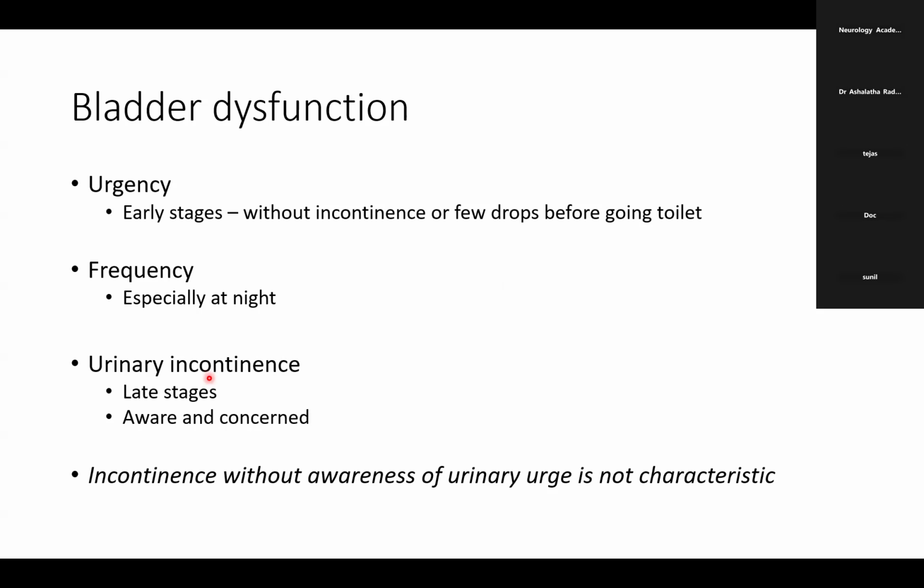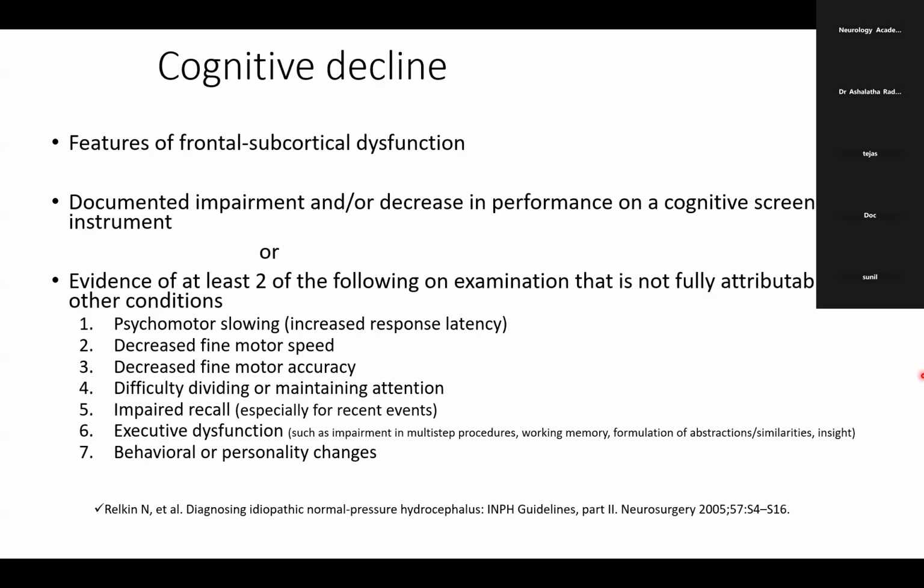Coming to the second symptom, that is bladder dysfunction. The bladder symptom can present as urgency in the early stages without incontinence, and frequency, which is particularly noted during the night. There also is urinary incontinence, which occurs at the late stages. By the time the patient has incontinence, he is aware and concerned about his symptom. Incontinence without awareness of urinary urgency is not characteristic of NPH.